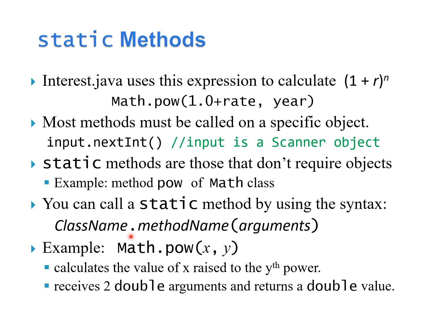For example, to call the static method pow of the Math class, you can write Math.pow followed by two arguments in parentheses. The first argument is the base and the second one is the exponent. So Math.pow(x, y) calculates and returns the value of x raised to the power of y. Both arguments of the method as well as its returned value are of type double.